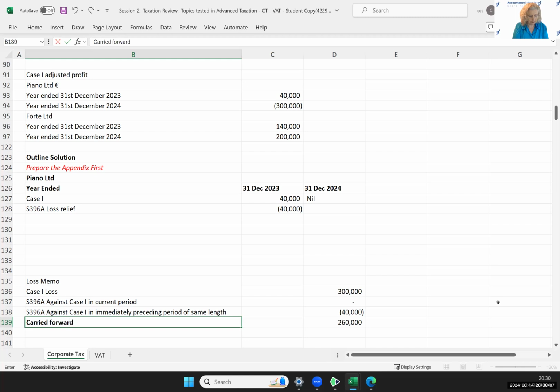What is going on with my spreadsheet? There was gremlins in my spreadsheet during the break.